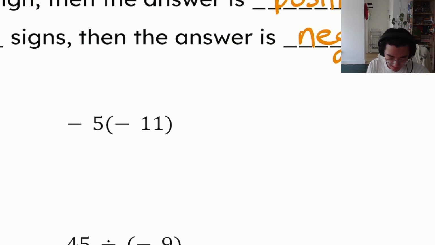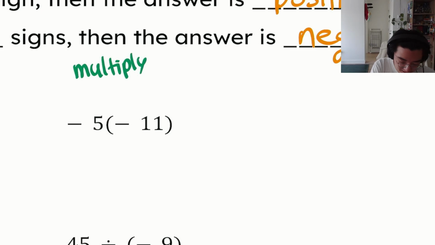Next, we have negative 5 bracket negative 11. We don't actually have an operation sign here. We know for sure it's not plus or minus. In cases like this, when there are no operation signs between the two numbers, just a bracket, it always means to multiply. Us mathematicians are lazy. If you don't see an operation sign, it is multiply.